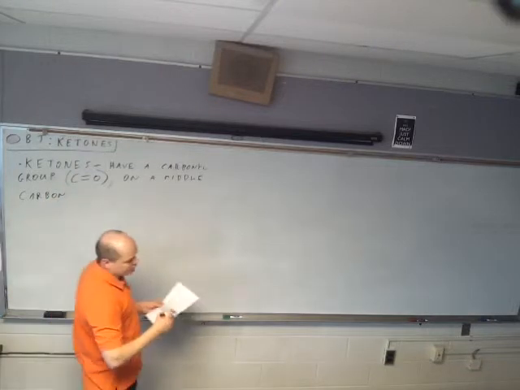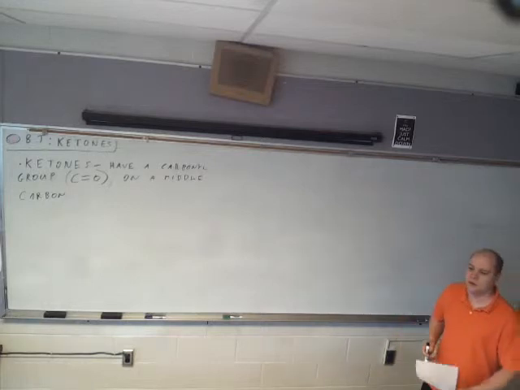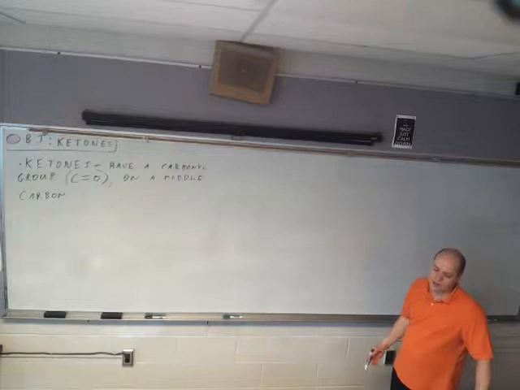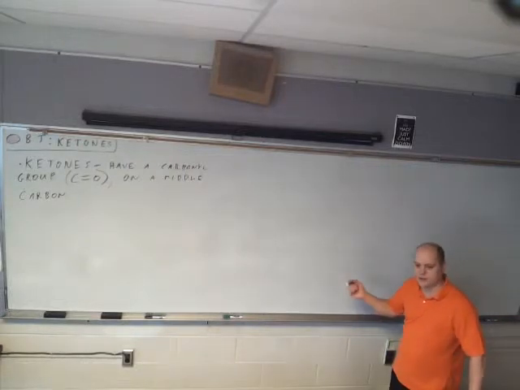So if you have a chain of carbons and you have an oxygen that has a double bond to one of the end carbons, that will be an aldehyde: methanal, ethanal, propanal. We did them already. If there's an oxygen that has a double bond to a middle carbon, it's a ketone. So that's what we're doing today.